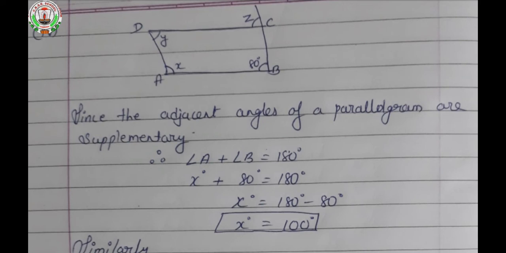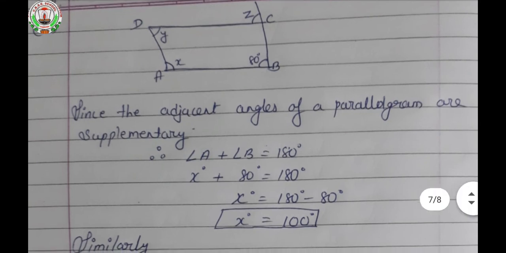So angle A is equal to X, where angle B is equal to 80 degrees. So X plus 80 is equal to 180 degrees, where we are transposing 80 from the left hand side to the right hand side. It becomes minus 80. So X is equal to 180 minus 80. When we subtract 80 from 180, how much does it become? 100.